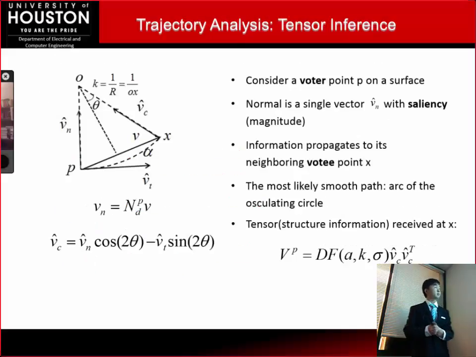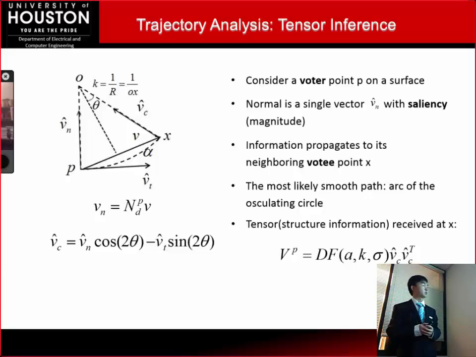And now we consider a voting point P on the surface, as here. So it's on the surface, and therefore it has only one normal vector, Vn hat, which is normalized. Now we want to investigate how the information of voting point P can influence the voting point X. Suppose the normal is a single vector Vn with saliency, which is just a magnitude. The most likely smooth connection between P and X is the arc of the osculating circle. So we will draw the osculating circle through P and X, pointing to the centroid O.